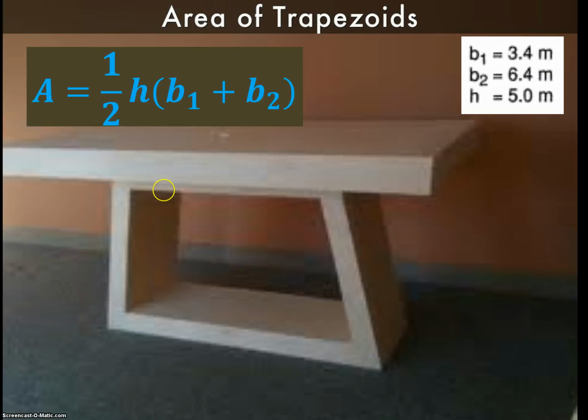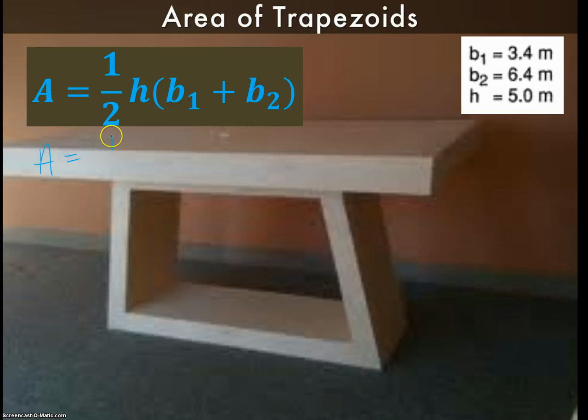Now check out this cool table. Let's use some measurements over on the right hand side here. Let's say base 1 is 3.4 meters, base 2 is 6.4 meters, and the height is 5. If you'd like to draw a picture to help you, you can. Otherwise, you may be given measurements like this and you'll have to just plug it in.